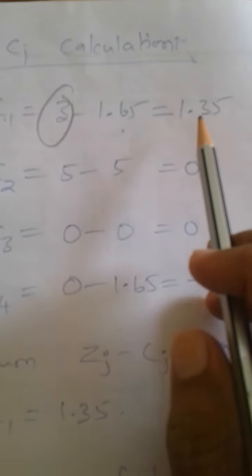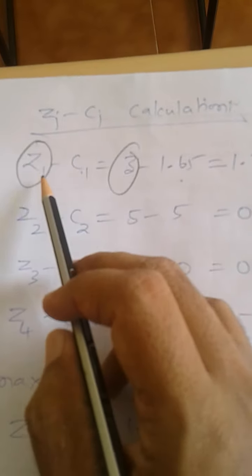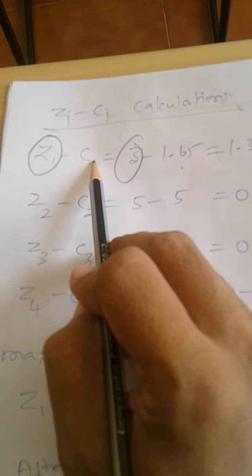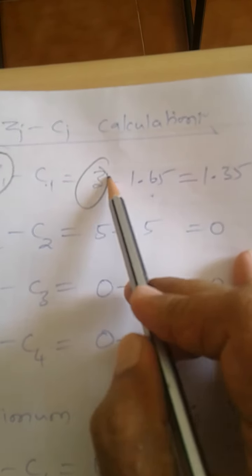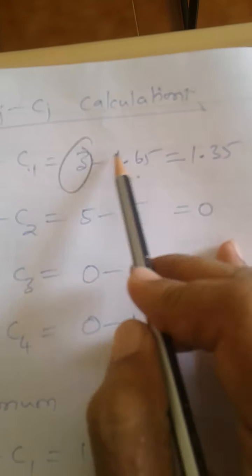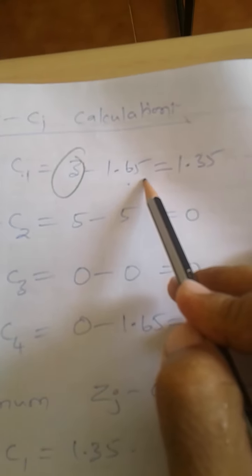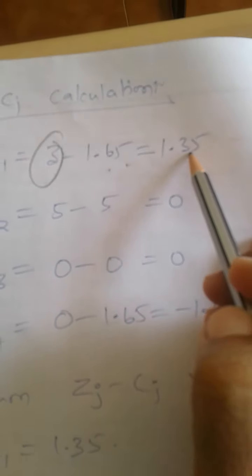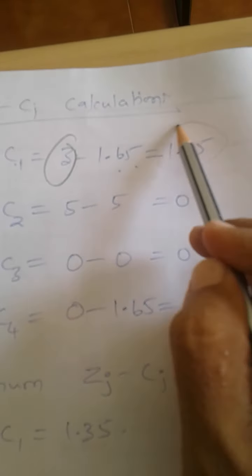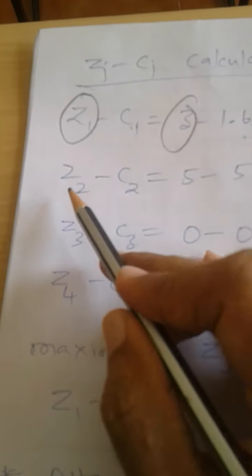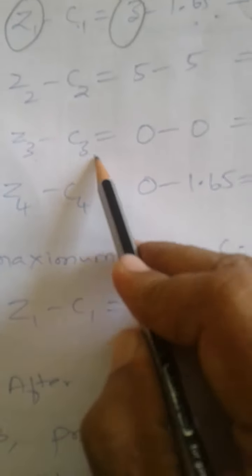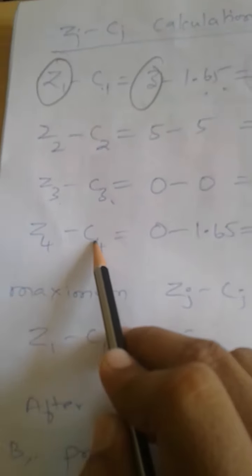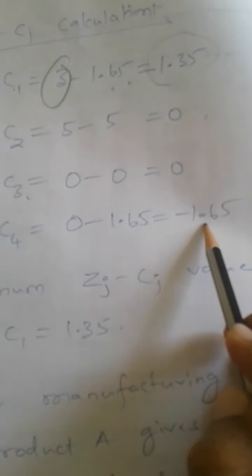Yes, so we were discussing this Z1 minus C1 value. We have already calculated the Z value, that is 3, and we have calculated the C value as 1.65. So Z1 minus C1 will be 1.35. Next is Z2 minus C2, which is equal to 0. Z3 minus C3 is again 0. Z4 minus C4 is minus 1.65.